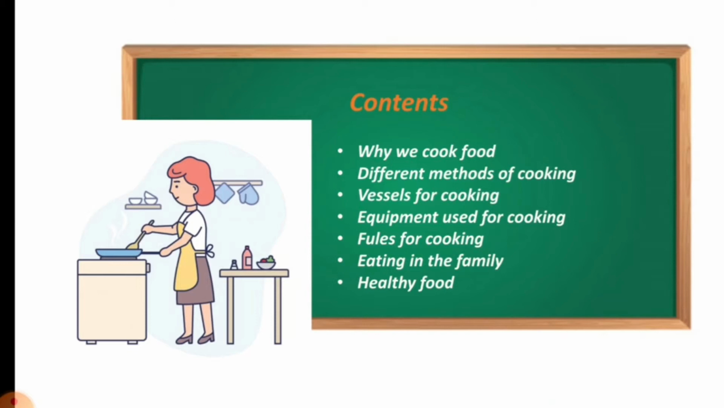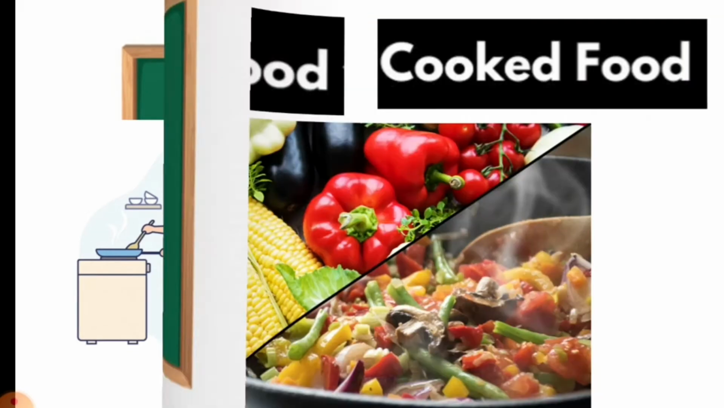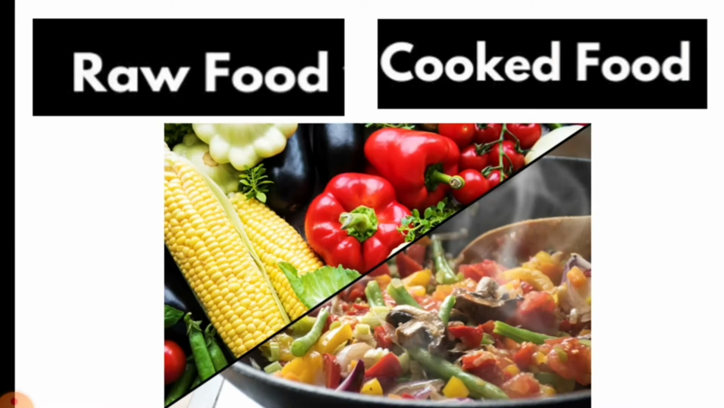Students, in the previous chapter, you have learned all about food. Now let us move forward to learn about different methods of cooking, utensils, and fuels which are used for cooking. Students, we all need food to live because food gives us energy to work and play. It is essential for our body. It keeps us healthy and protects us from diseases.